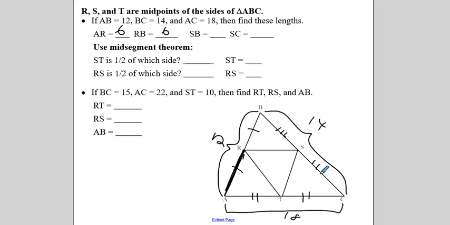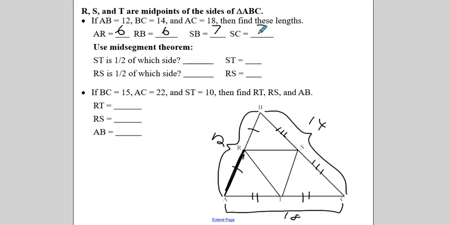And you can see BS is going to be 7, SC is going to be 7, half of 14. And AT is 9, and TC is 9, half of 18. We're dividing it by 2. So let's see what SB is. We just said it, 7. SC is 7. We don't have AT and AC on there, but you can kind of get the drift of what's going on. Now, use the midsegment theorem.